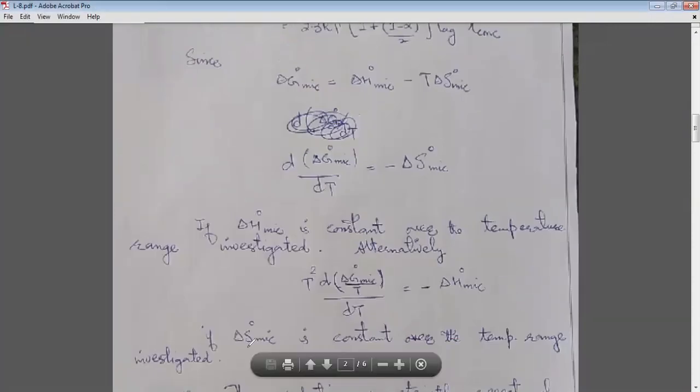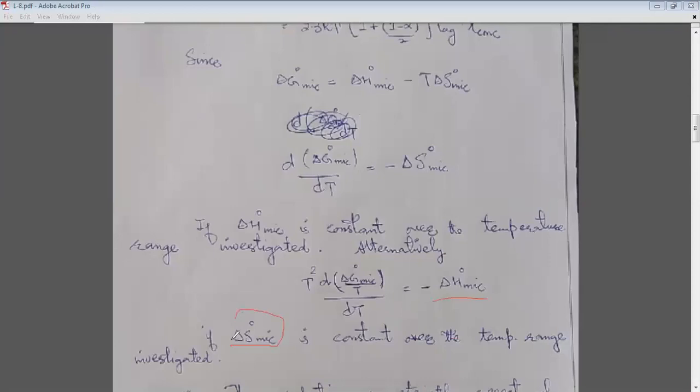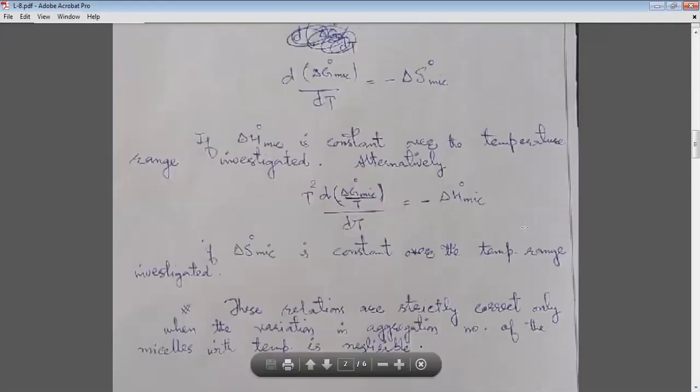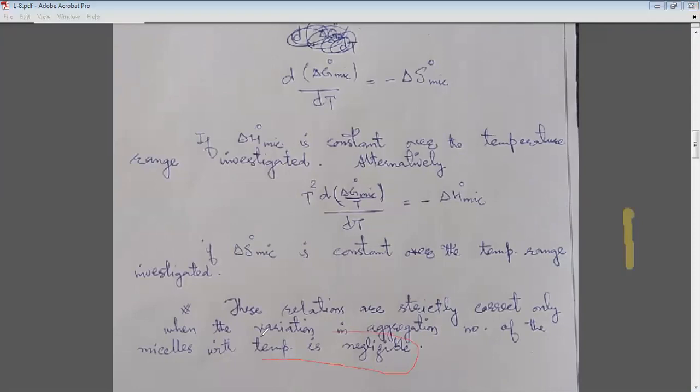This equation means the entropy of micellization is constant over the temperature range investigated. These relations are strictly correct only when the variation in aggregation number of micelles with temperature is negligible. That means if the aggregation number of micelles does not change, then this equation is valid. So these equations you have to follow.